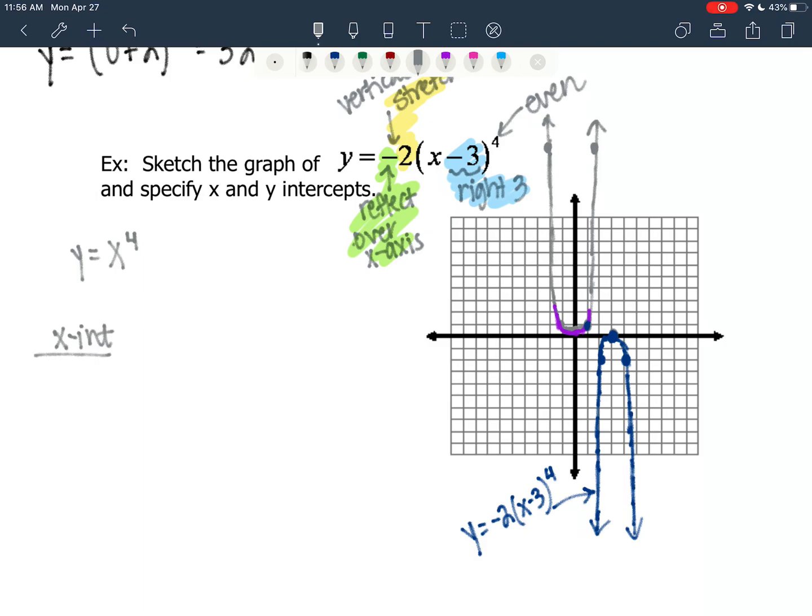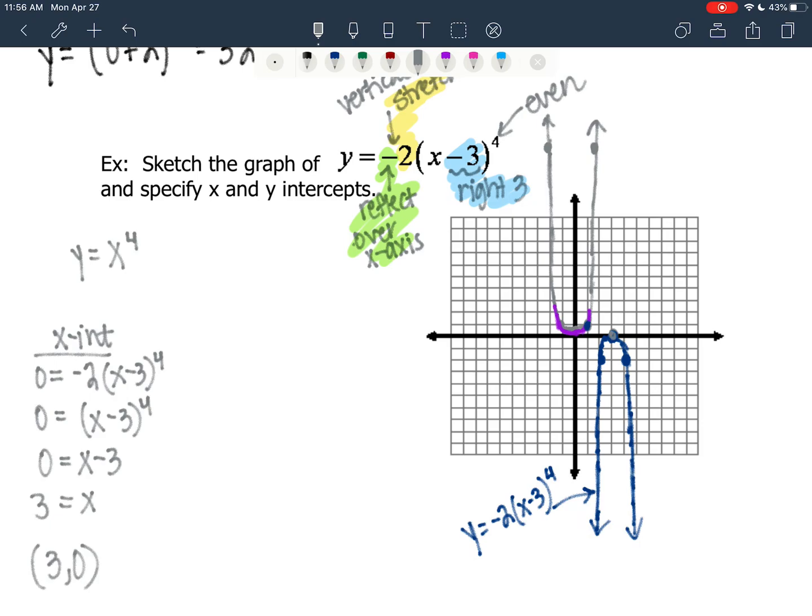Now what are the x and y intercepts? The x-intercept, remember, is the value of x when y is 0. So negative 2 times x minus 3 to the 4th power equals 0. Divide both sides by negative 2 and I still get 0 equals x minus 3 to the 4th power. If I take the 4th root of both sides, I get 0 equals x minus 3, and x is equal to 3. So our x-intercept is 3, 0, and that indeed does match what our graph looks like.